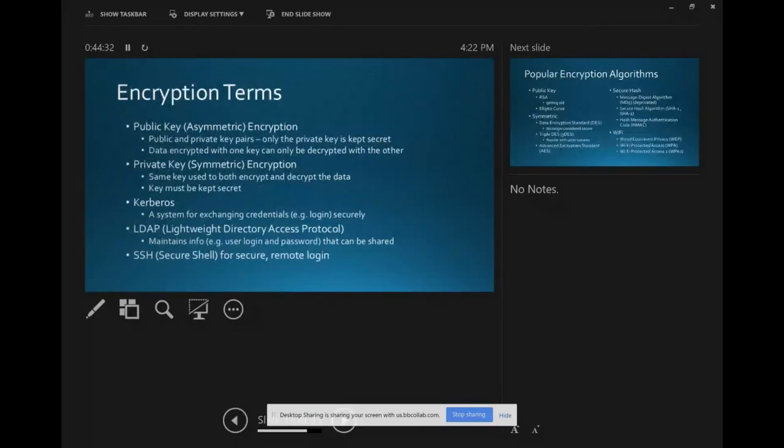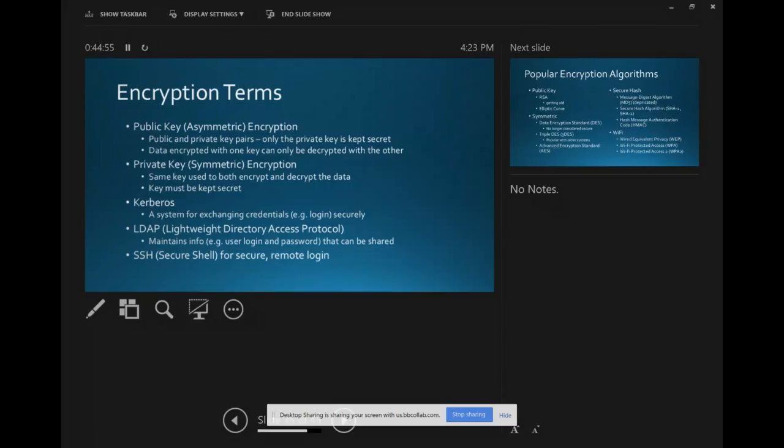We're going to talk just a wee bit about encryption. There are two main kinds of encryption, what's called public key or asymmetric encryption, and private key or symmetric encryption. And the difference between the two, as the name implies, is that public key is actually a key pair.